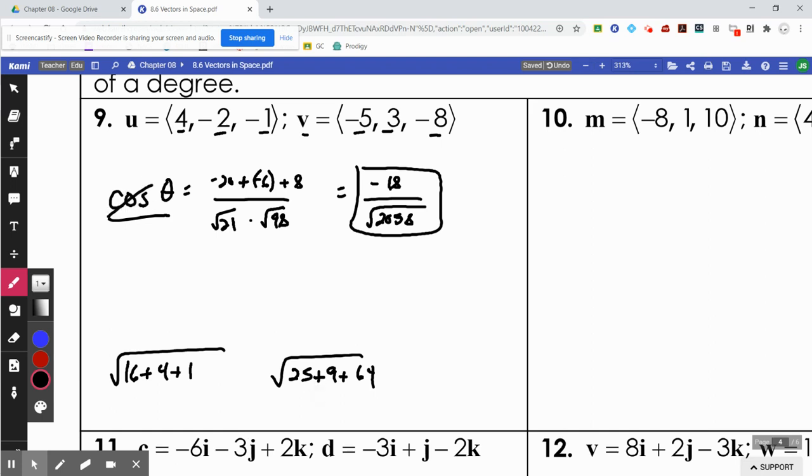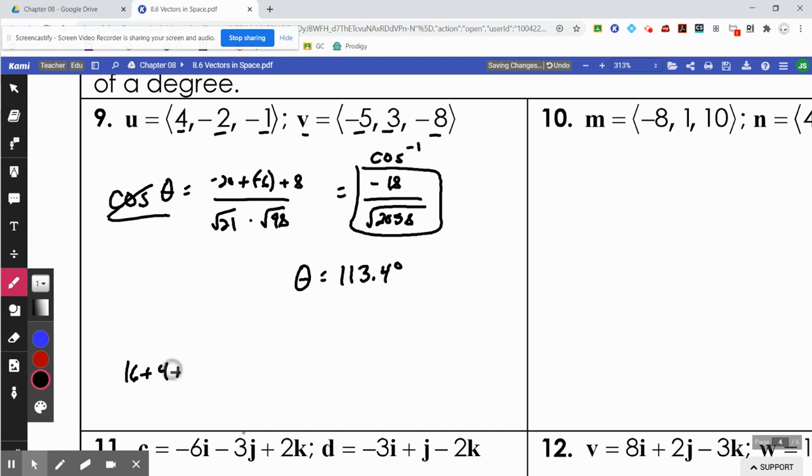So therefore, to move cosine over, we will simply do the inverse cosine of that. And that will give you that theta is equal to 113.4. Now, something that I shared with you in the past, if you would like to completely ignore, because technically there are two answers there. If you completely ignore this negative, again, type it in, it's going to give you a reference angle. So your reference angle, if you drop that negative, it's going to give you the first quadrant angle.